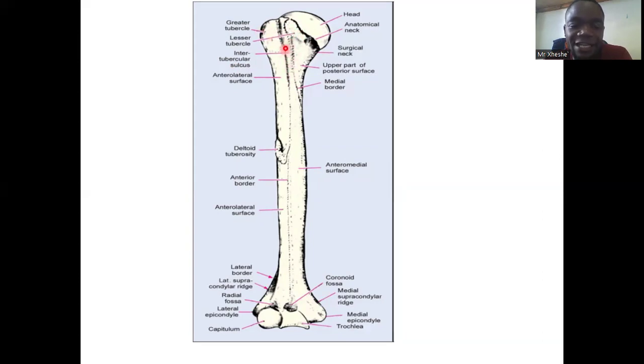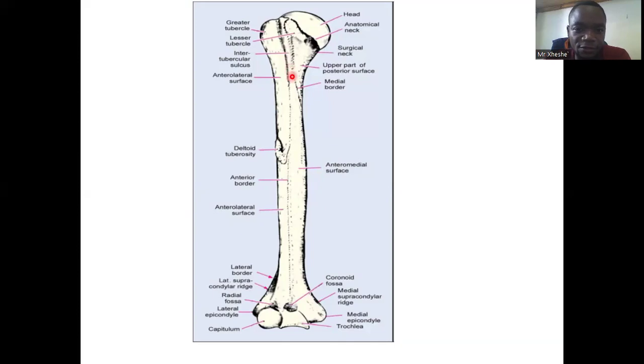So it's called inter. Inter means in between, or between two or more entities. So it's called intertubercular because these are tubercles, greater tubercle, lesser tubercle. So it's an intertubercular sulcus or groove. You decide which one to use. None of them will be marked wrong. They are both correct. So that's the intertubercular groove.